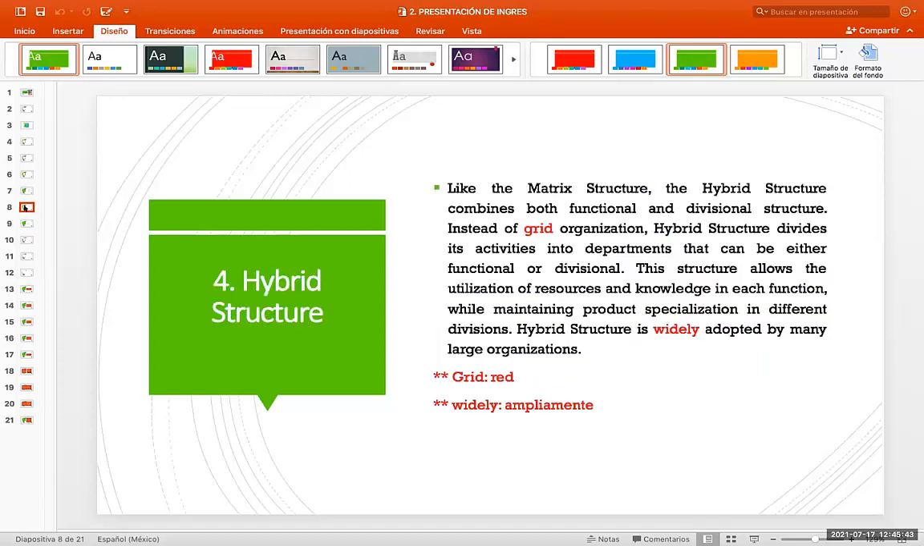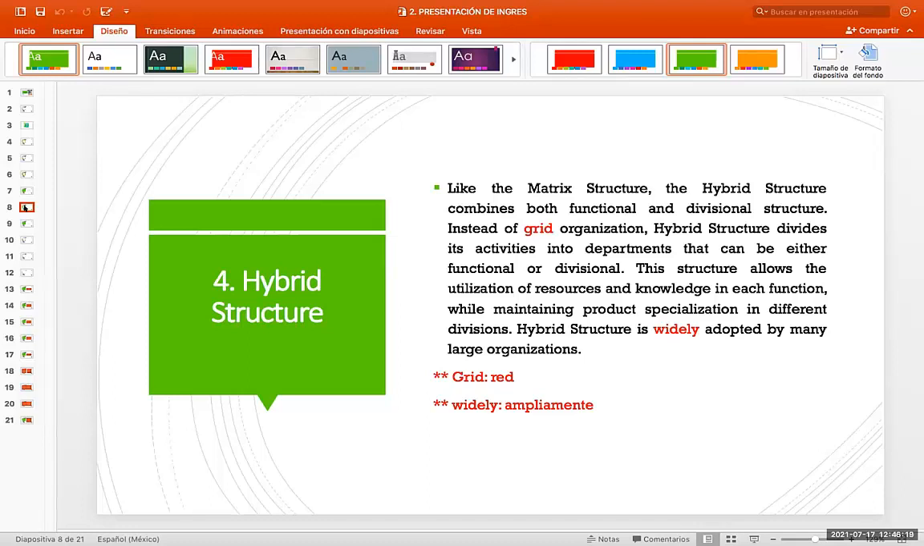And then we have a hybrid structure. In this type of structure, we can see that, like the matrix structure, the hybrid structure combines both functional and divisional structure instead of a grid organization. Hybrid structure divides its activities into departments that can be either functional or divisional. This structure allows the utilization of resources and knowledge in each function while maintaining product specialization in different divisions.